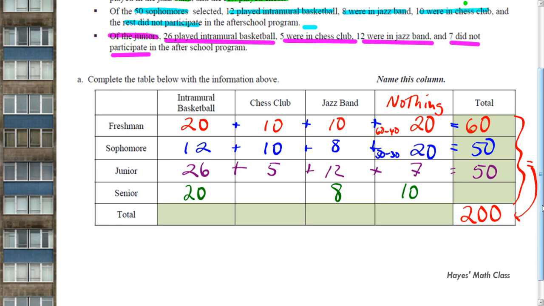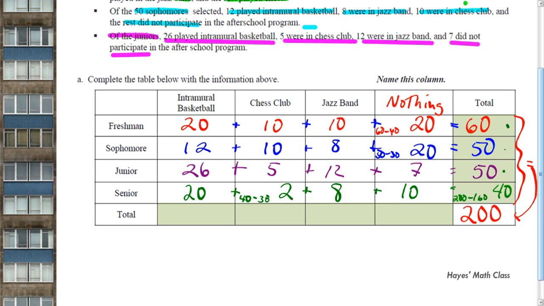So in terms of the seniors, I'm going to take this 200, because we know there are 200 kids total, minus the 50 and 50 and 60. So that's going to be 160 there. That's going to leave me with 40 seniors. And now the cool part is that since I've got 20 here, and 8 here, and 10 here, and that all has to equal 40, the number of seniors in chess club is going to be 40 minus the 38, which I got from 20 plus 8 plus 10. So that's going to leave me with 2 seniors in chess club.